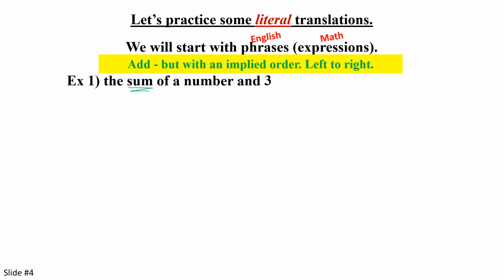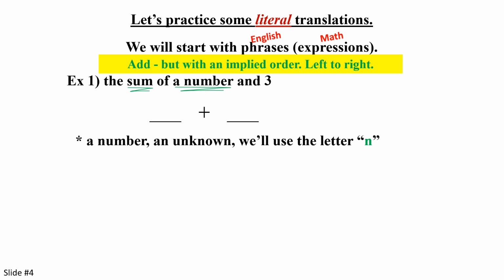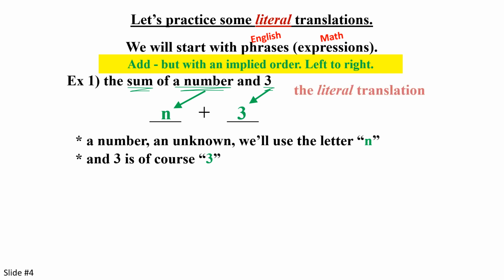Sum means to add, but with an implied order left to right. Number, that's an unknown. We'll use the letter N to represent this unknown number. 3, well, it's just 3. So the literal translation of the sum of a number and 3 is N plus 3.